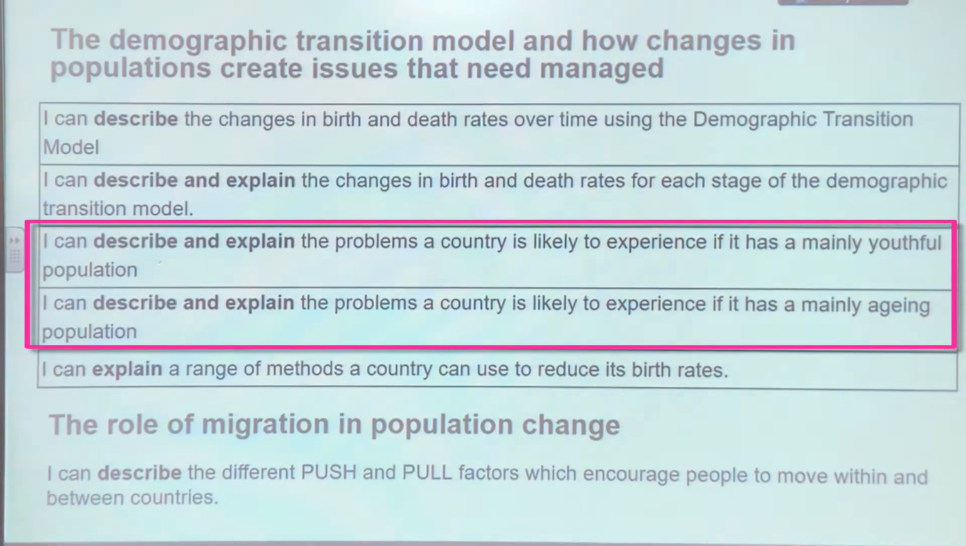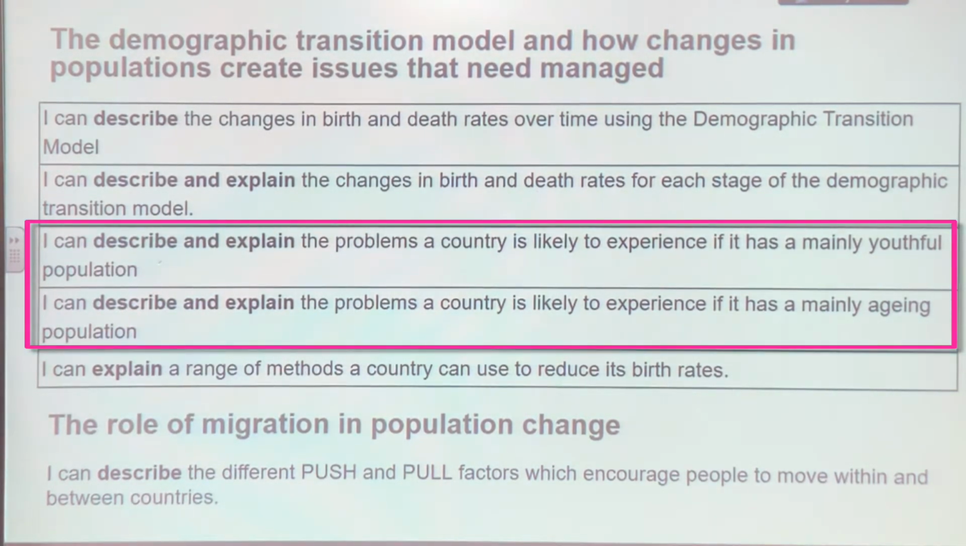These next 2 points are linked to what happens when a country is either rapidly growing, and that's because its death rates are falling but its birth rates are high, and therefore it's adding a lot of people to its population. Or the second one is where people are now living a long time but no longer having children. In this first example of a learning outcome, you would need to explain the problems that might be linked to a country that has a rapidly expanding population, what we might call a youthful population.